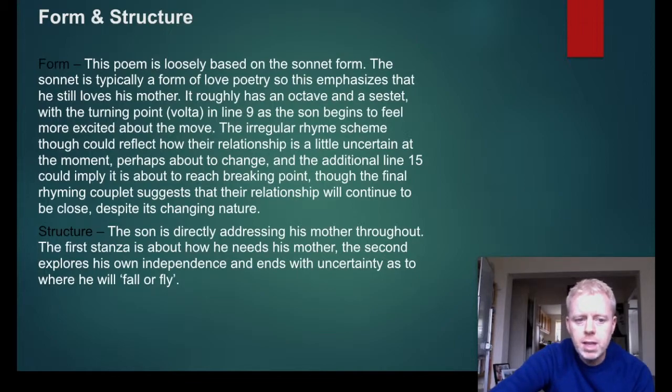The irregular rhyme scheme, though, could reflect, so there's your method and here's your meaning, how their relationship is a little uncertain at the moment, perhaps about to change. And the additional line 15 could imply it is about to reach breaking point, though the final rhyming couplet, so method and meaning, suggests that their relationship will continue to be close despite its changing nature.